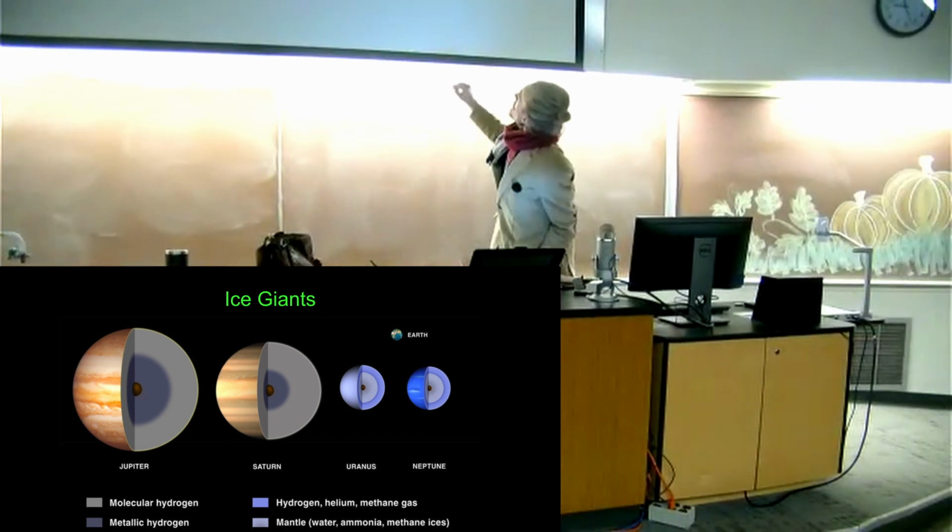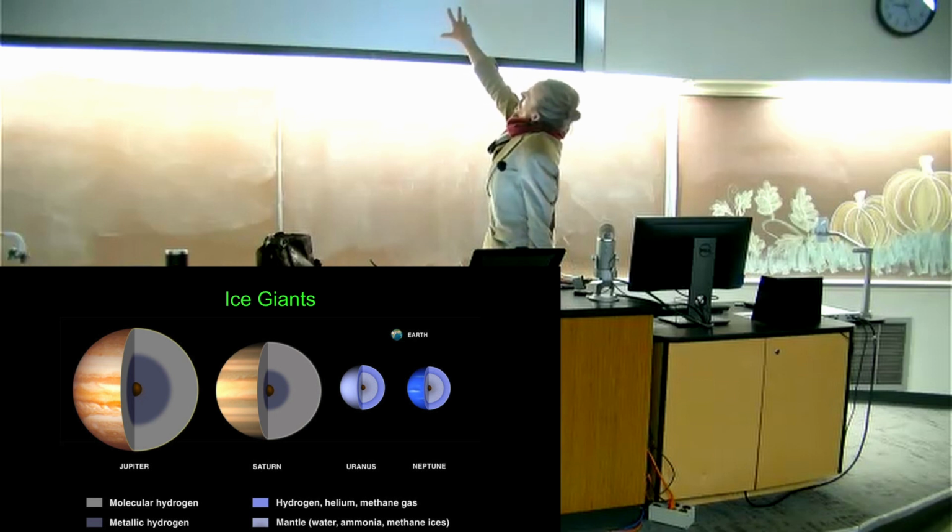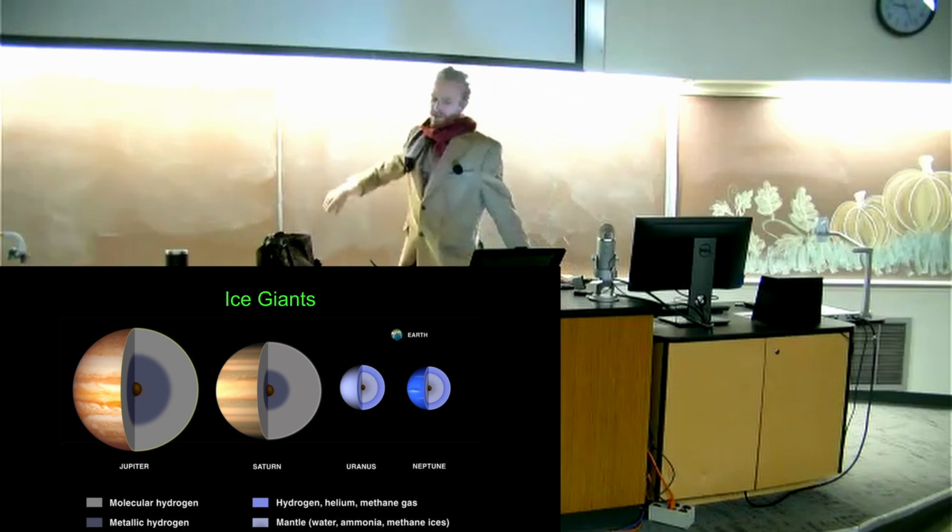basic structure compared to our gas giants over here is some sort of a core, which we don't totally know whether it's an icy core or a rocky core. We have a mantle, which is basically water, ammonia, and methane ices. And then there's a little bit of an envelope there with hydrogen and helium, much like the gas giants.